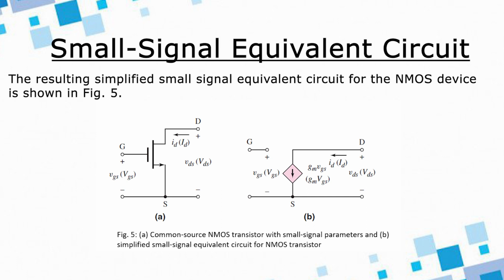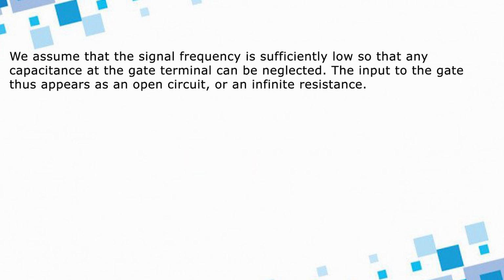So, small id for a small signal. Wherever we write a small signal model, we use small letters there. ID represents the drain current and VDS represents the drain to source voltage. We assume that the signal frequency is significantly low, so that any capacitance at the gate terminal can be neglected. The input to the gate thus appears as an open circuit or an infinite resistance.